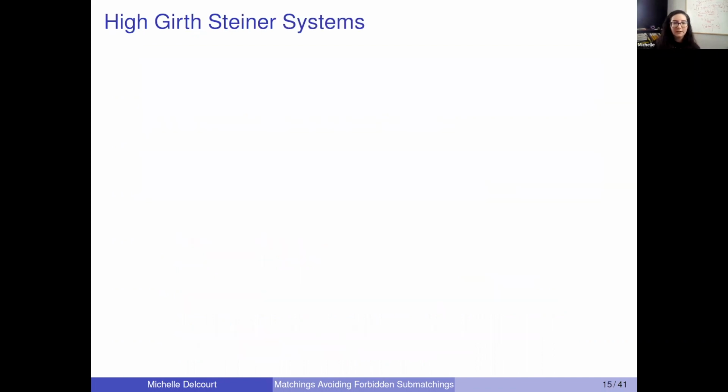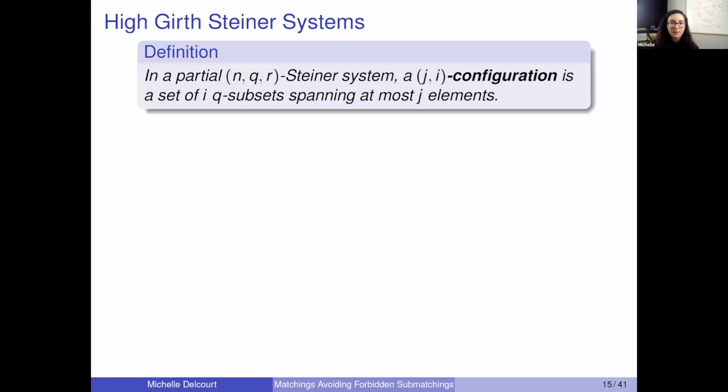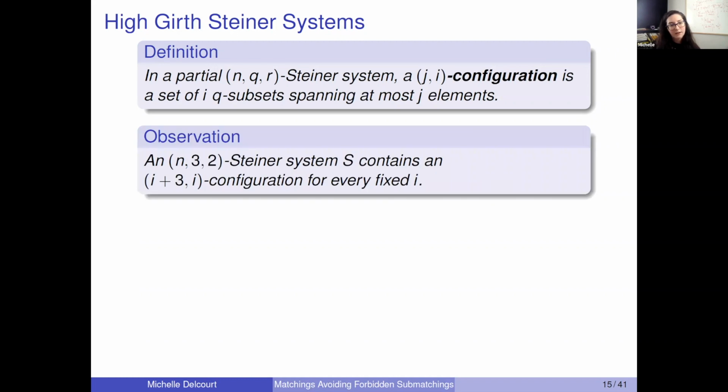So you may be asking, well, that's all well and good, but it's fully resolved. What else is there to do in Steiner systems? So I want to define a JI configuration. So here I is the number of Q element subsets and J is the number of vertices. A JI configuration is a set of I hyperedges spanning at most J vertices. And here we're dealing with a Q uniform hypergraph on N vertices.